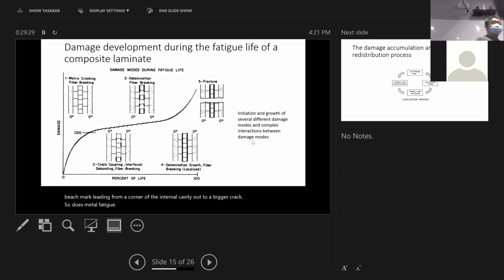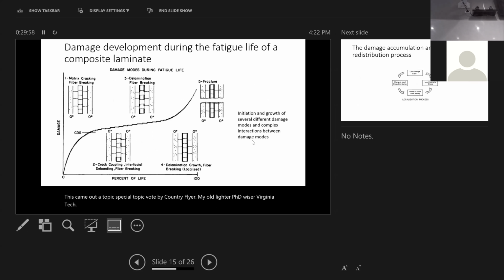Now, composite fatigue. This is a very nice illustration of what's going on inside a composite material when you put it under fatigue loading. It's way more complicated, and the damage is more diffuse. It occurs everywhere. This came out of a special topic book by Ken Reifsnider. He's my PhD advisor at Virginia Tech.